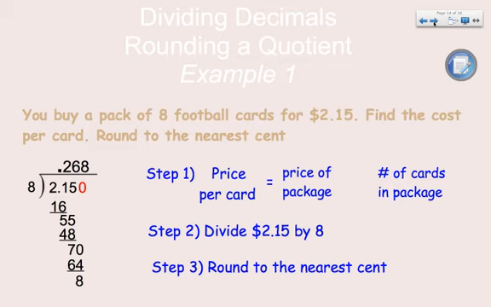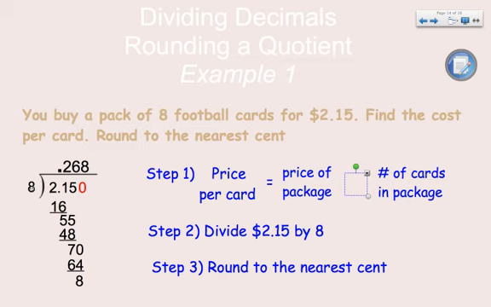So in this case, you buy a pack of 8 football cards for $2.15. Find the cost per card. It says round to the nearest cent. Step 1, we set up the problem. Price per card equals the price of the package divided by the number of cards in the package. Oops, it doesn't look like the division symbol came up. Sorry. Step 2, go ahead and divide it. And step 3 is round to the nearest cent.